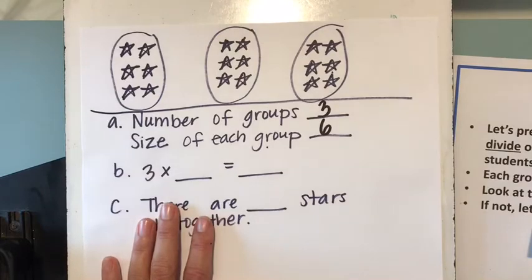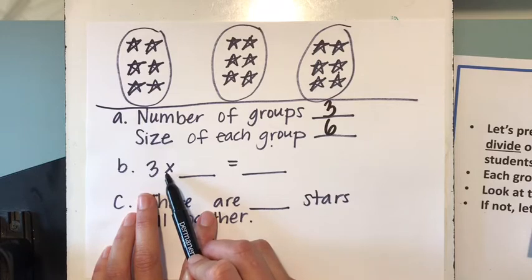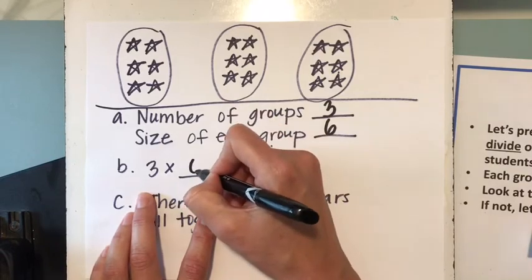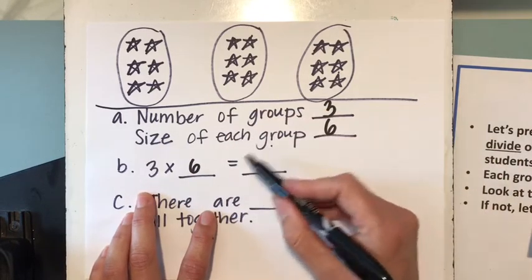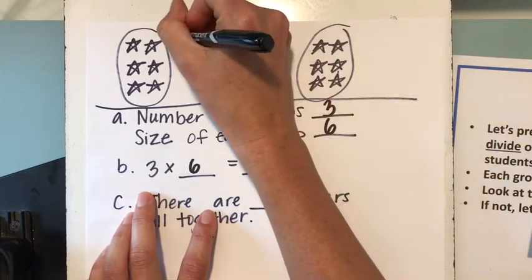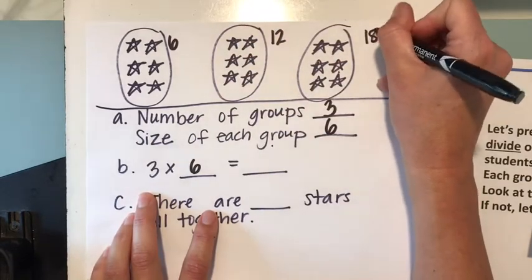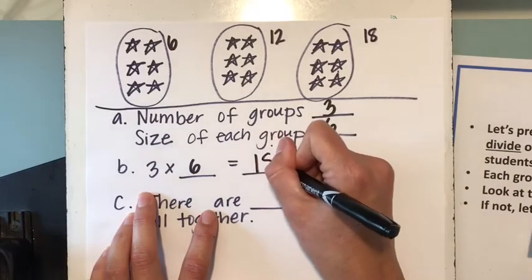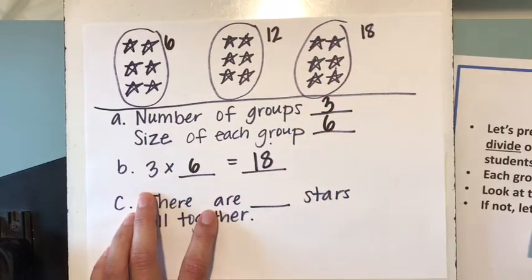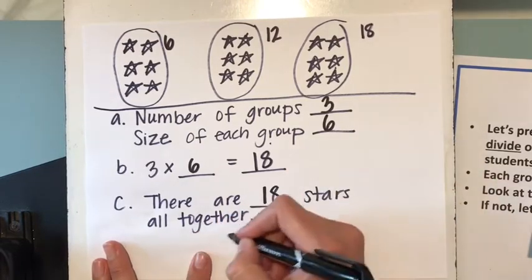Now I get to do my multiplication sentence. Here's the number of groups, 3 times, what's the size of the group? Oh, the size of the group is 6. And now I need to solve. I need to figure out what my total is. I'm going to skip count by 6s to find the total. 6, 12, 18. So I know that my total is 18. Or I could add up all my stars to figure out my total. So there are 18 stars all together.